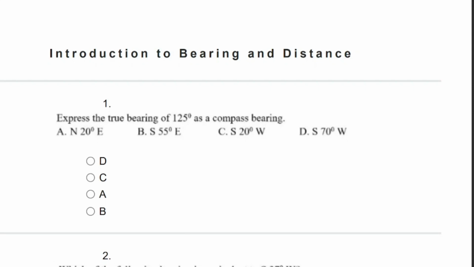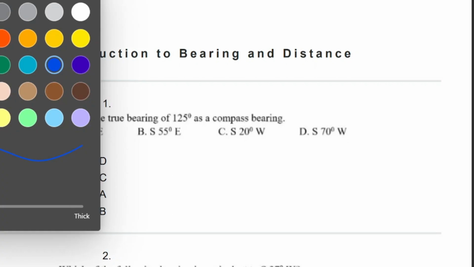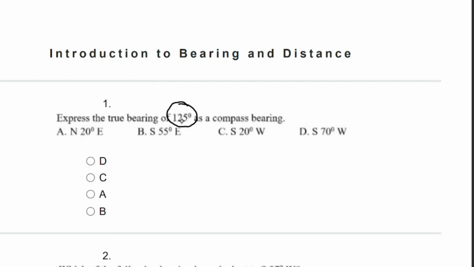In this class, we want to look at introductions to bearing, corrections to the quiz. We have about 5 questions there. The first question says, express the true bearing of 125 degrees as a compass bearing. That is, we are converting a 3-digit bearing. As you can see from the question, the bearing has 3 digits. So we are converting it to compass bearing.